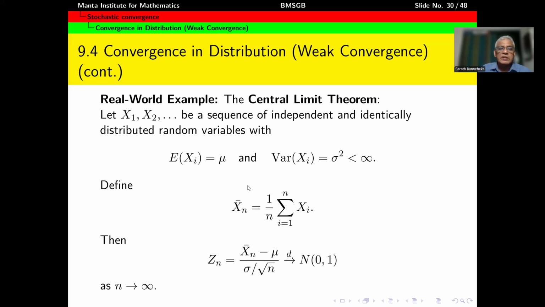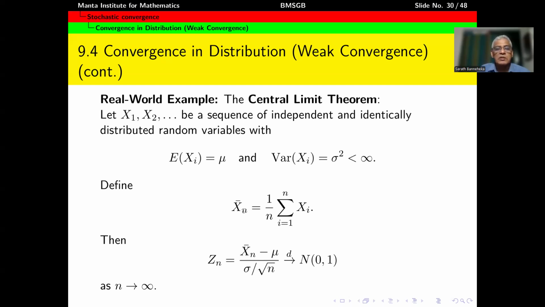So define a new random variable X bar n. That is the sample mean of the first n random variables, the first n observations, if you want. If you consider in terms of small x1 up to small xn, in that case observations, but here the first n random variables.